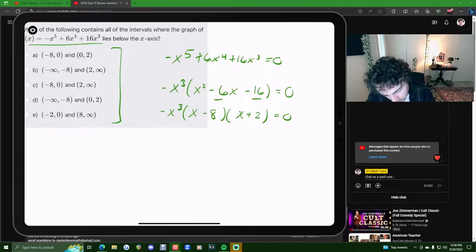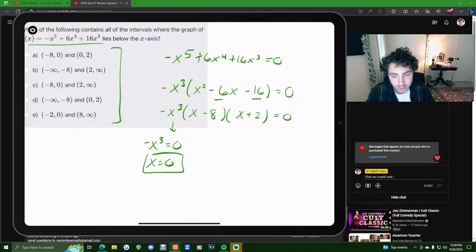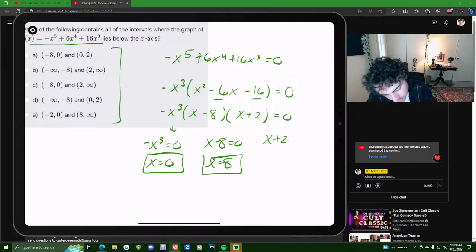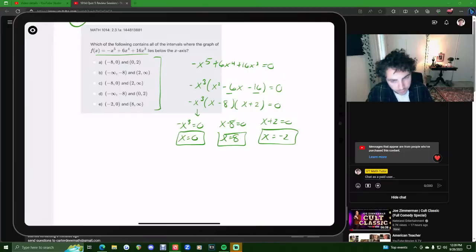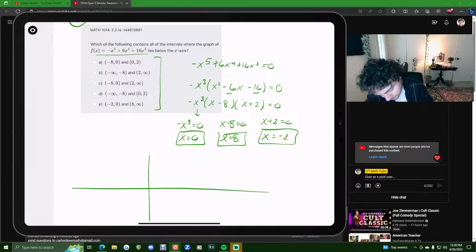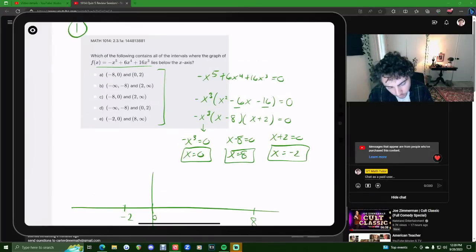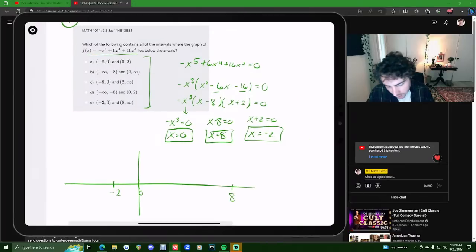So what do we get from these? We set each of these factors equal to 0. If we set negative x cubed equal to 0, the only x value that would make that equation true is x equals 0. We set x minus 8 equal to 0, add 8, and we get x is equal to 8. Then we set x plus 2 equal to 0, solve for x by subtracting 2, and we find that x is equal to negative 2. So what does this mean? This means on a graph, at negative 2, 8, and 0, this function will pass through, it'll intersect the x-axis.